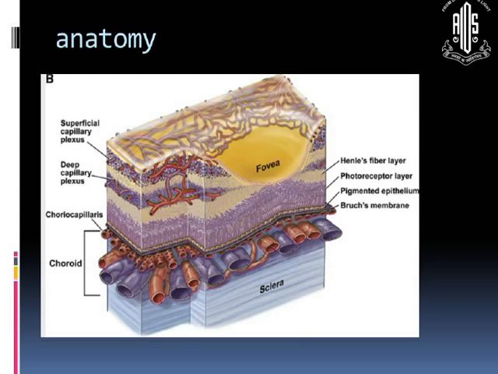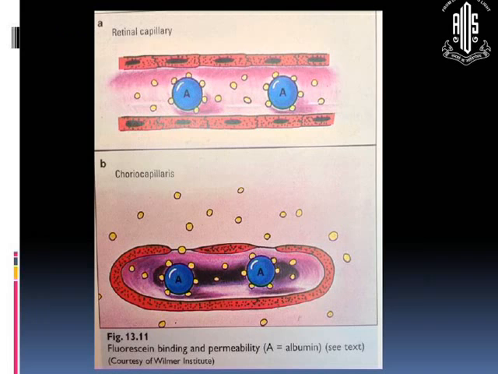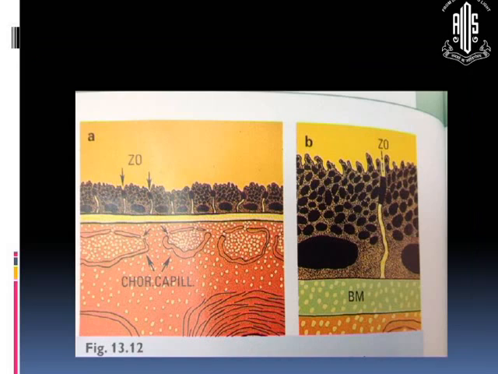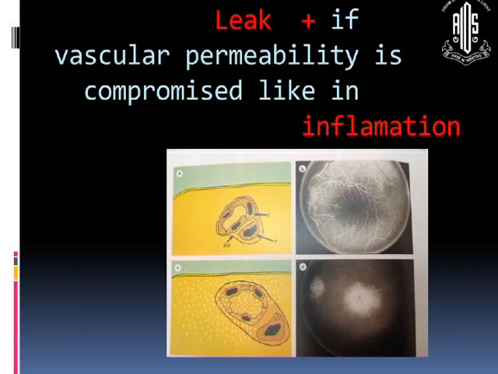To understand the vasculature of the retina better: the choriocapillaris are permeable to the free, unbound fluorescein. Otherwise, we have two barriers. The inner is the blood-retinal barrier of the retinal capillaries. The outer is the zonula occludens in the retinal pigment epithelium. The leakage from the choriocapillaris would not go across the RPE and the zonula occludens, but impaired permeability of the vessels can make this dye leak out of the normal vessels.